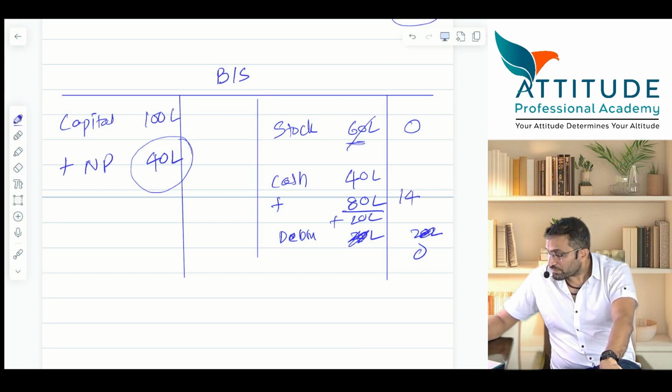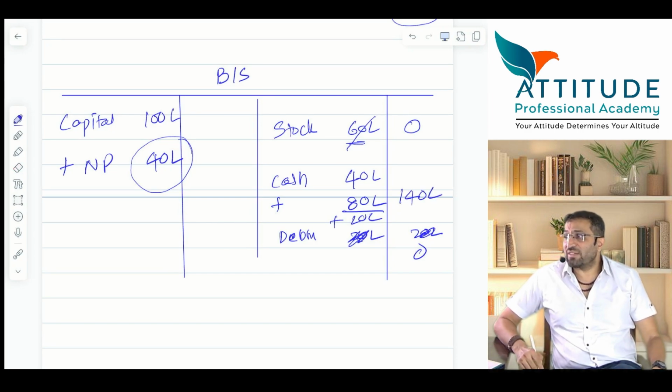Tell me, how much cash do you have? 140. What will you do with that cash? You have got 140 lakhs now. No, I am asking you a question. You can do anything with that. It is your money now. How much will you put in stock?